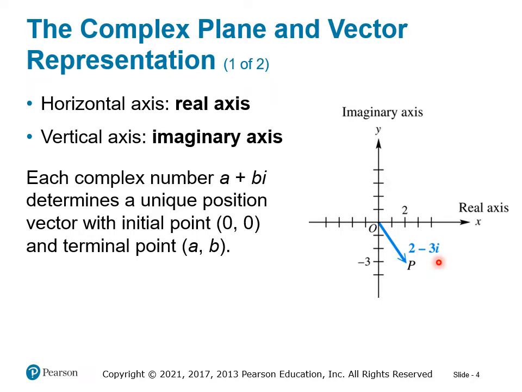So if we're looking at the number 2 minus 3i, if we graph this as a vector, we would go over 2 and down to -3 on the y-axis, and that would be the end point, the terminal point. So notice again for each complex number a plus bi, we start at the origin, and we draw an arrow to the end point or terminal point at the a, b coordinates, a being the x value and b being the y value.